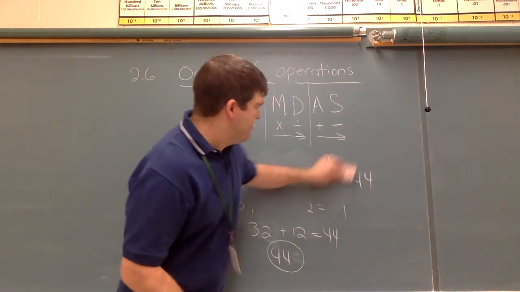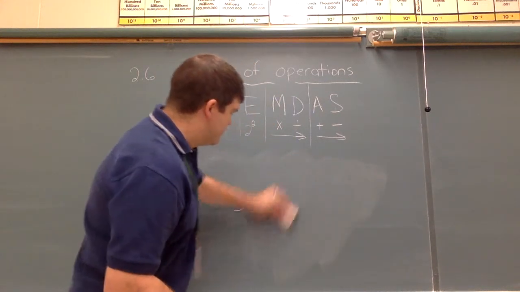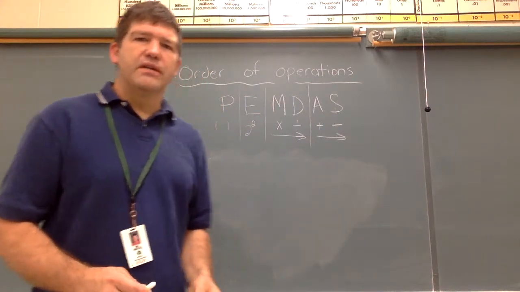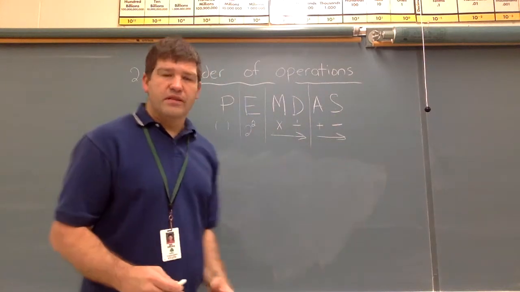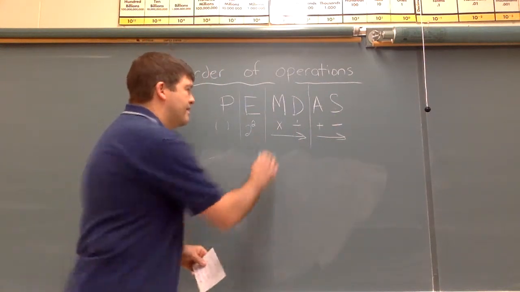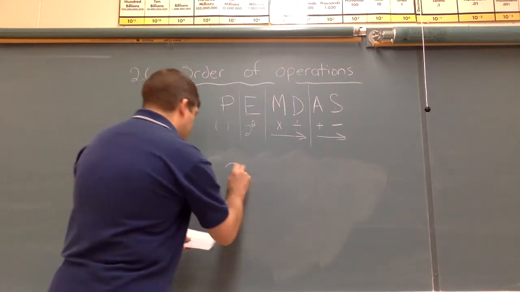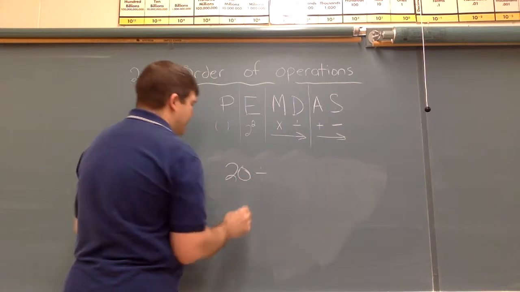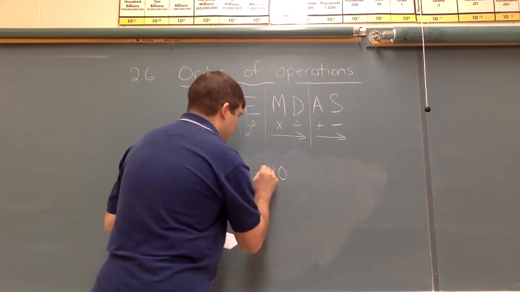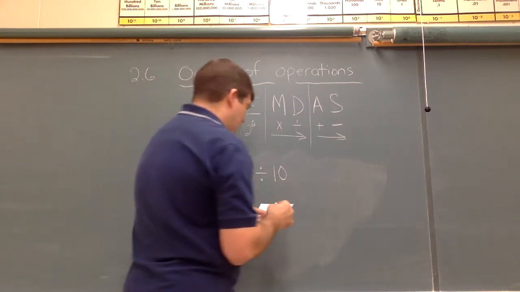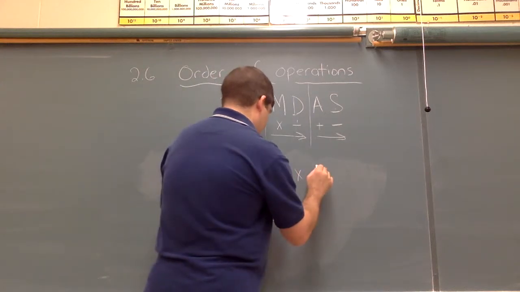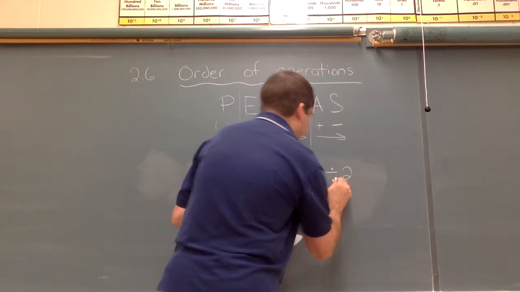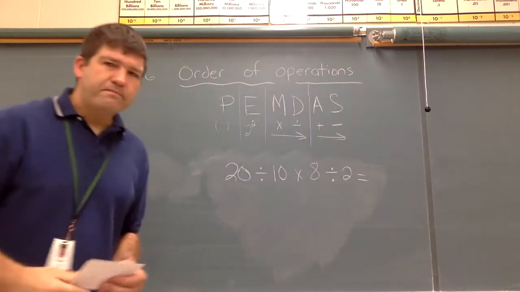Okay, let's do another one. That's when it's just addition and subtraction, no parentheses. It's pretty clear cut. You just start from the left and go to the right. Let's add some different things in there. So let's do 20 divided by 10, and then times 8 divided by 2. And we want to see what we get there.